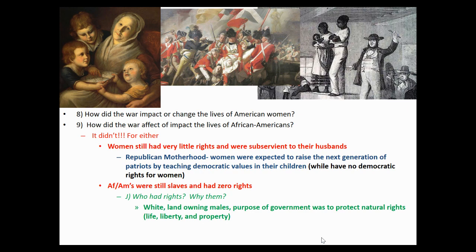And the answer to who had rights were white land owning males. Not all white males. You have to own land, which wasn't hard in America to do anyways, because there's so much available land. Because remember, the purpose of government is to protect your natural rights. And one of those natural rights is property. So people who own property have to make sure that they have a say in the government in order to protect their own property.